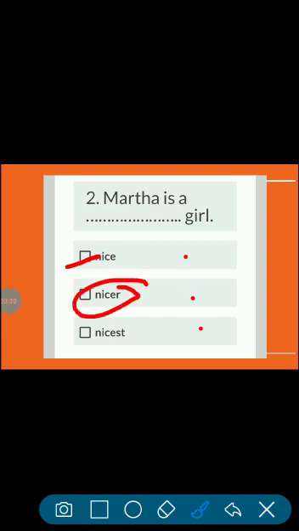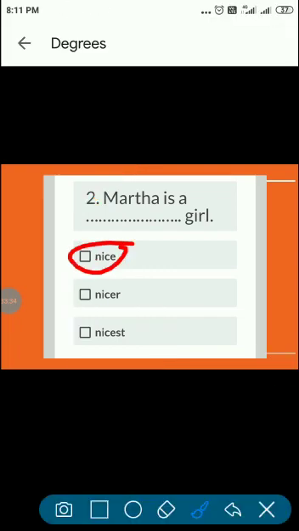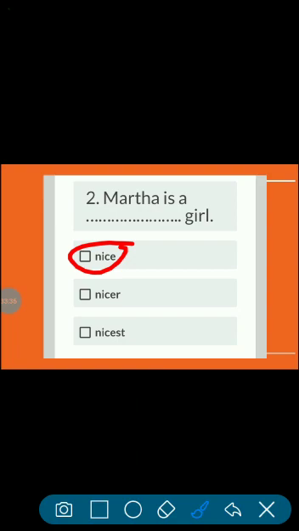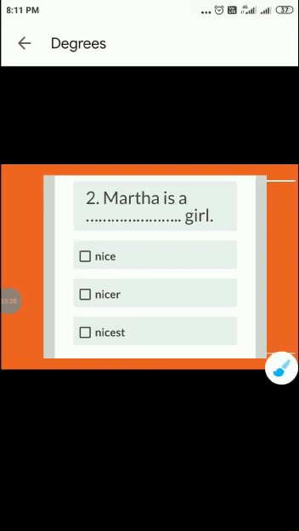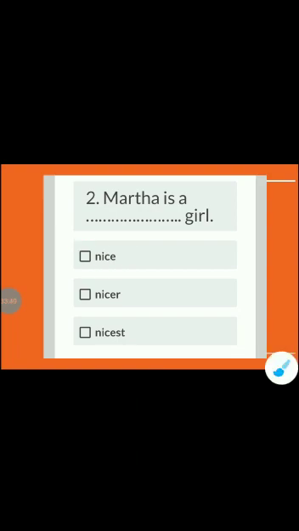Nicer is used for comparing two, and nicest, the superlative degree, is used for comparing more than two things or people. Here Martha is alone. We are talking only about Martha. So we are going to use the positive form of the word, that is nice. Understand it? Nice is the answer here. Martha is a nice girl. Okay. Let's move to the next slide.